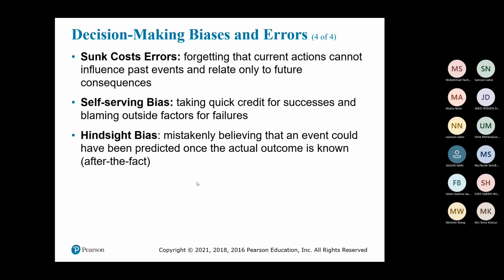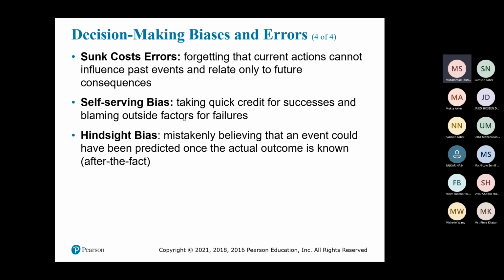And then sunk cost error: forgetting that current action cannot influence past events and relates only to future consequences. Sunk cost error occurs when decision makers forget that current choices cannot correct the past. They incorrectly fixate on past expenditure of time, money, or effort in assessing choices rather than on future consequences. Instead of ignoring sunk costs, they cannot forget them.